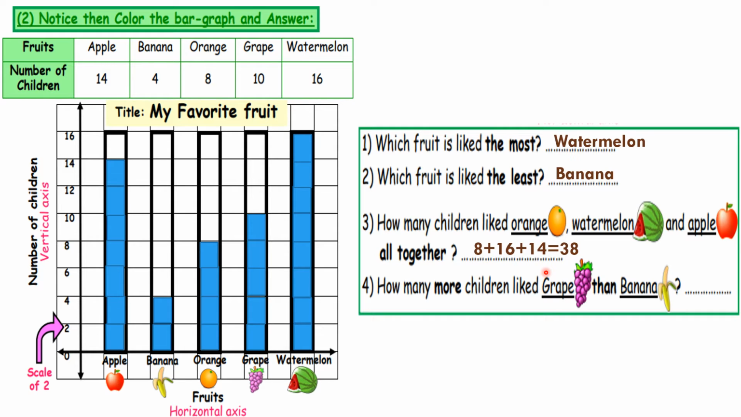The next question we have here, how many more children like grapes than bananas? So I have here more than means I'm going to take away. So it's minus. Grapes minus bananas. So how many like grapes? I have 10. And how many like banana? I have 4. So I will take away 4 from 10. So it's going to be 6.